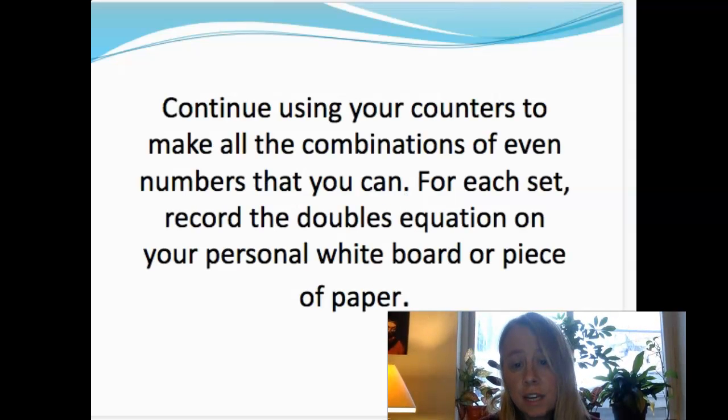You can continue using your counters to make all different combinations of doubled numbers for making even numbers. Remember, whenever we double a number, it is even. And we're going to practice that even more on our problem set.